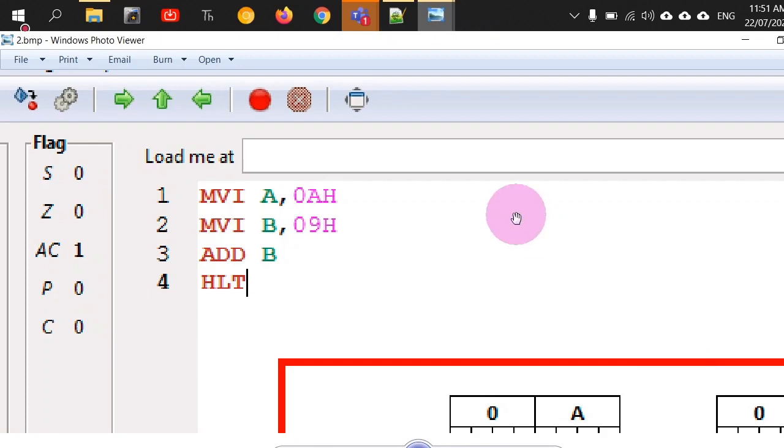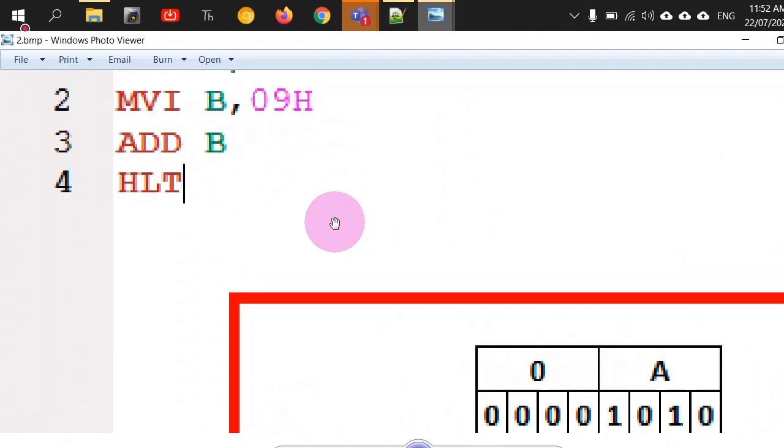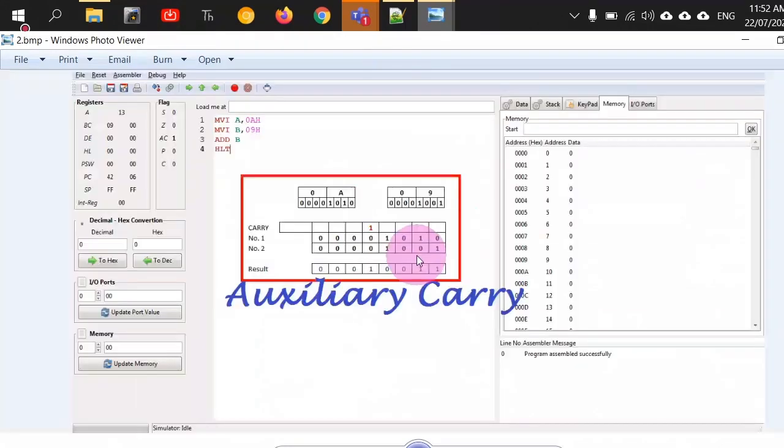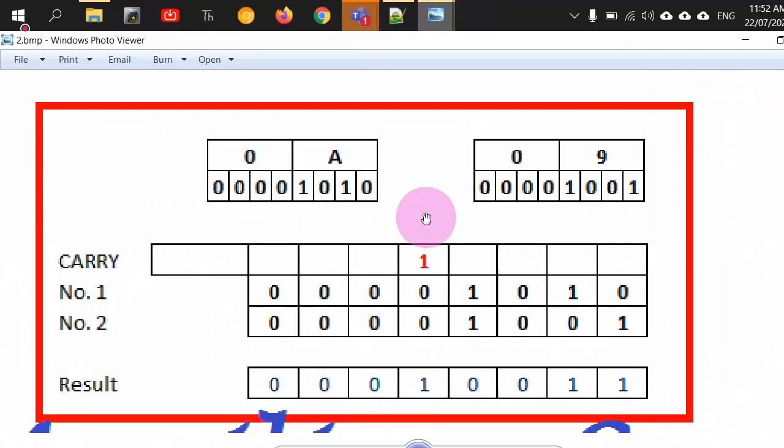Now, coming to the next program, where we are going to discuss the auxiliary carry. Auxiliary carry we are going to discuss, and this is the example that we are considering.